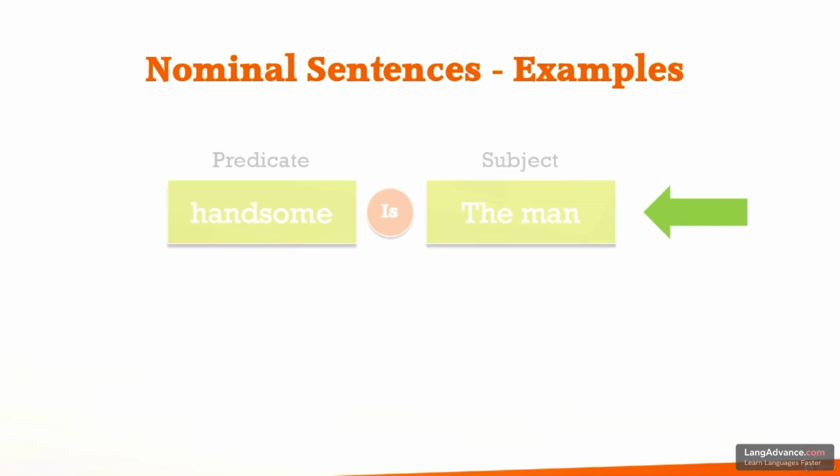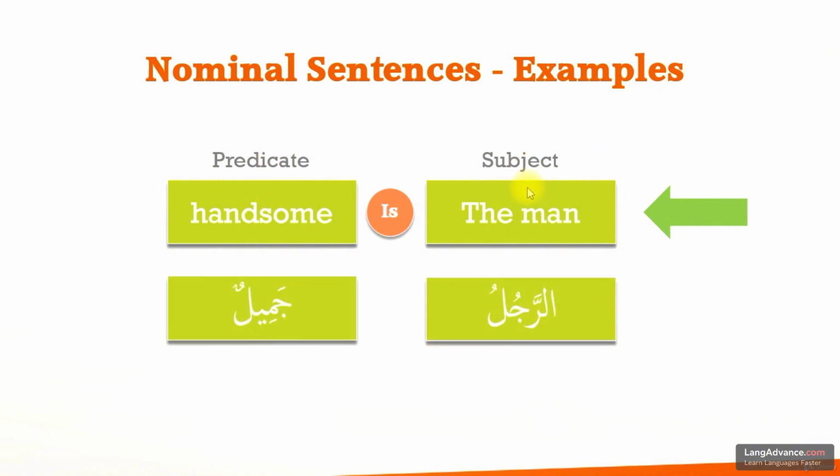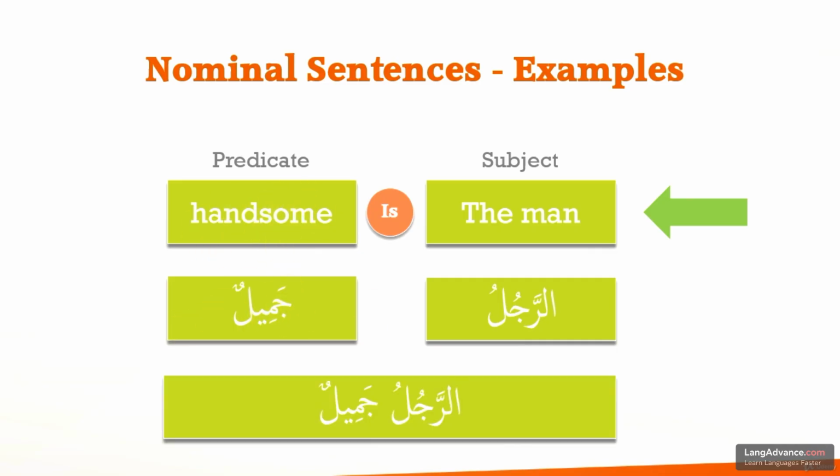More examples of nominal sentences. So subject is the man is handsome. So the predicate is handsome here. So handsome is saying something about the subject, about the man. So if we translate the man into Arabic, it becomes ar-rajulu, and handsome is jamilun. Both together become the Arabic sentence ar-rajulu jamilun. So this is a nominal sentence that is equivalent to the man is handsome.